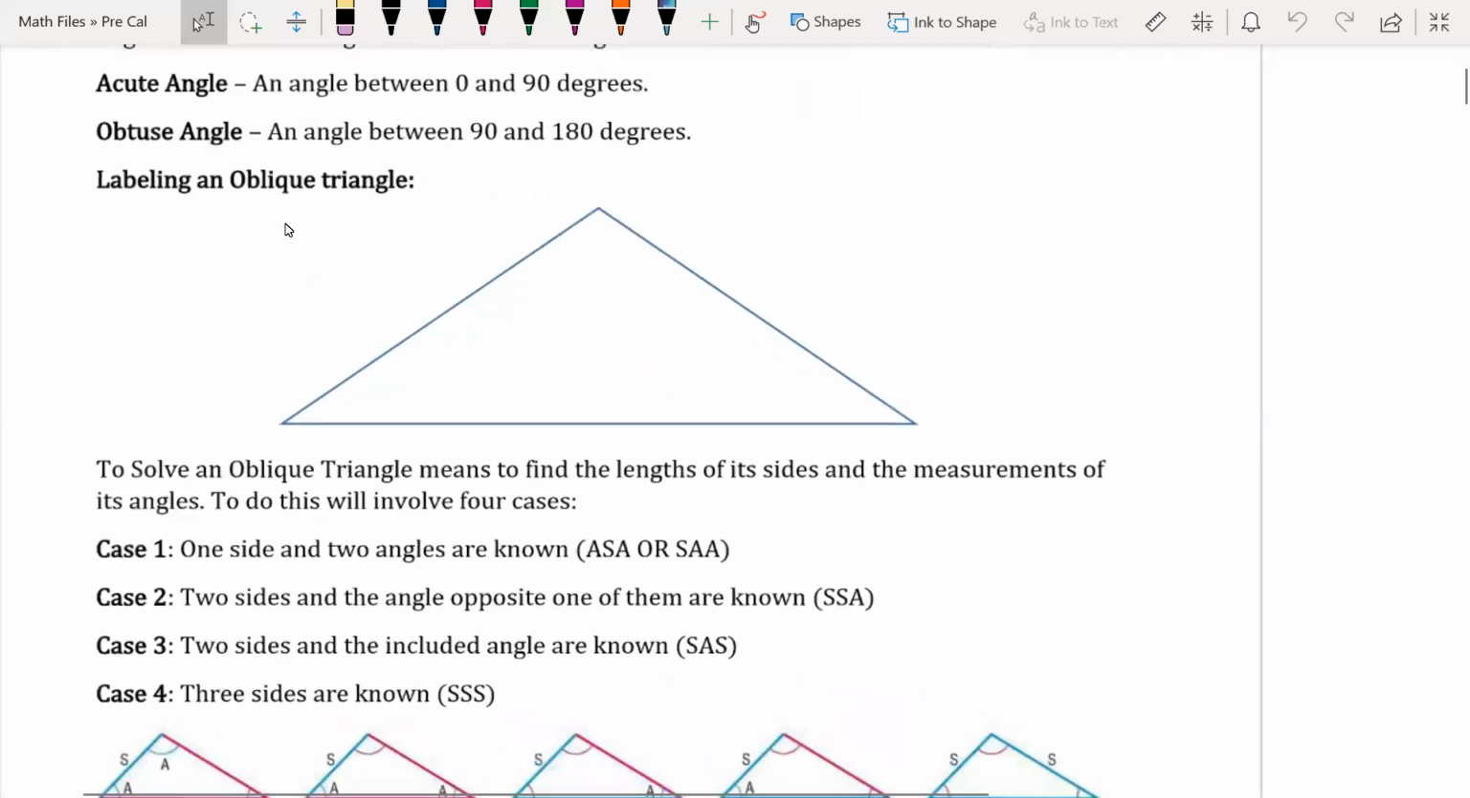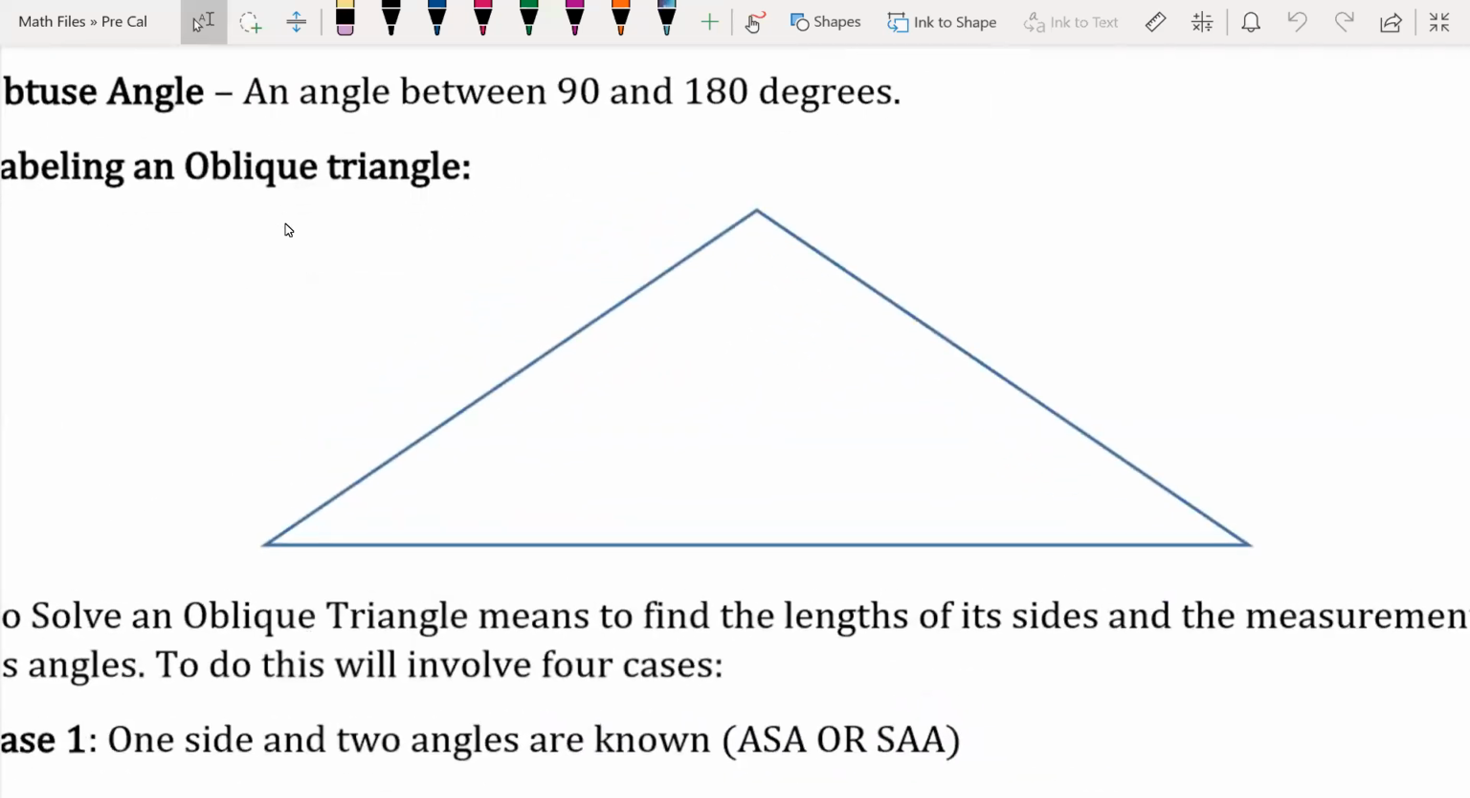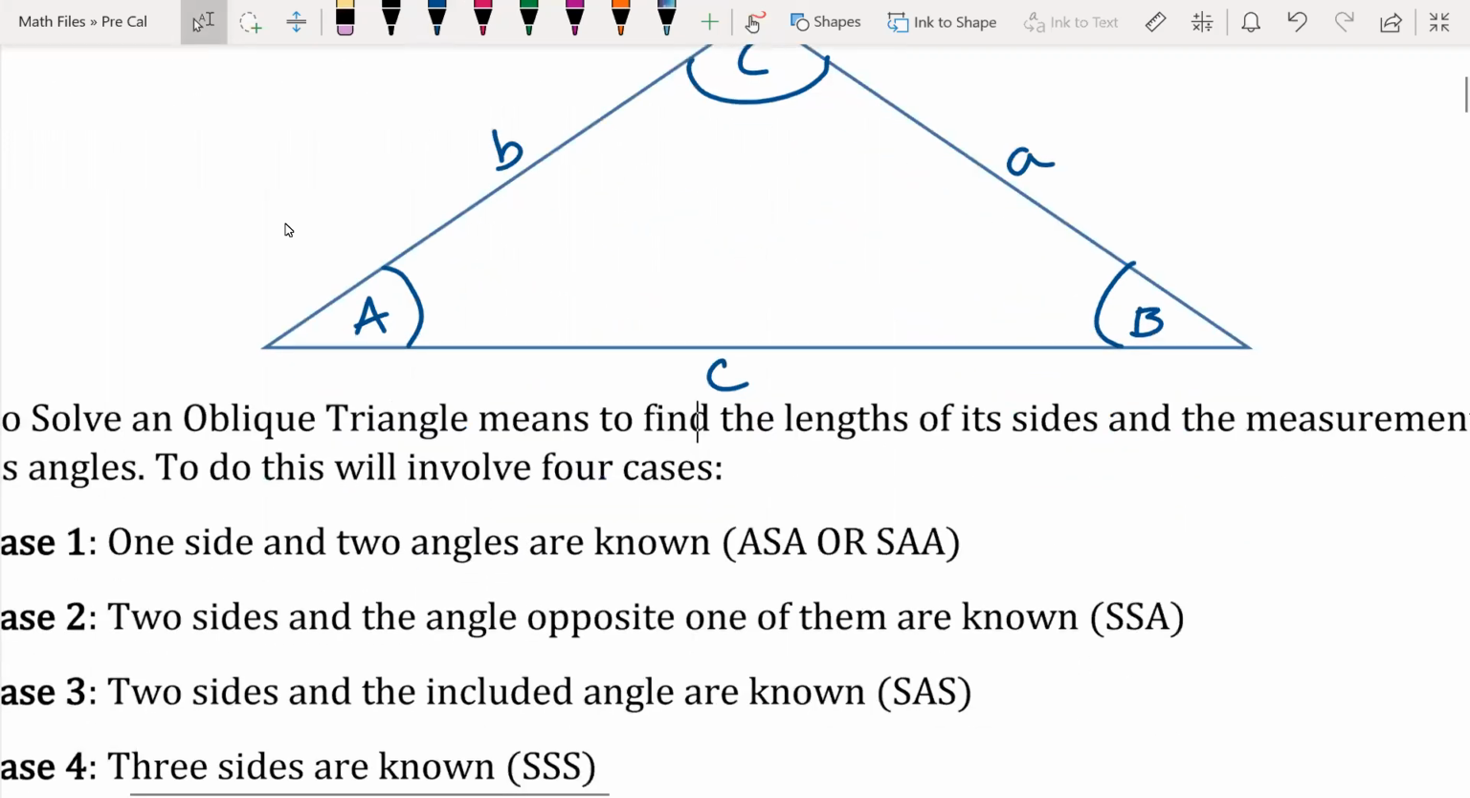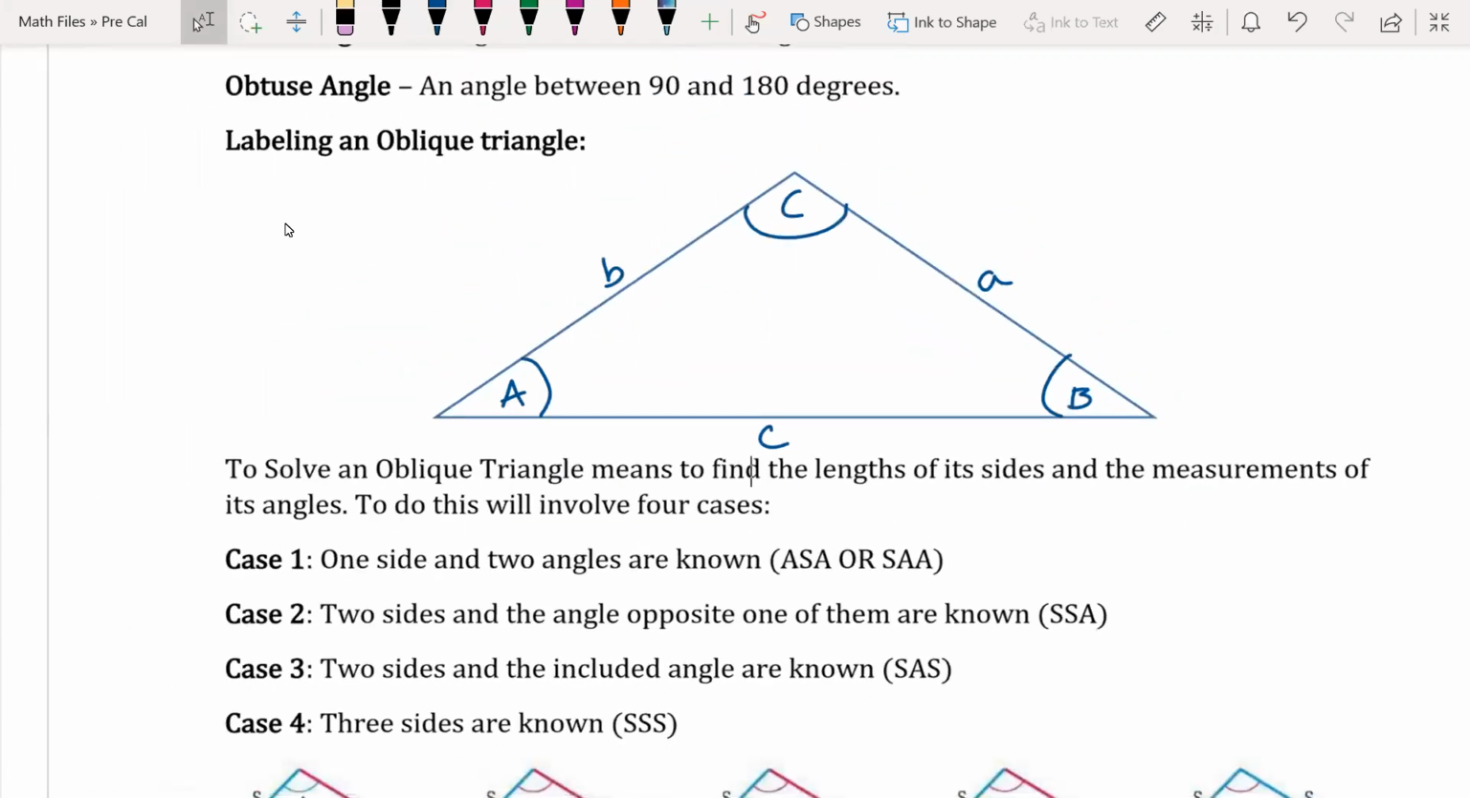Okay. So here we want to properly label an oblique triangle. The bottom left corner is always going to be A. So here is going to be angle A, and across from angle A is side A. And then next is angle B, which is in the right corner, and across from angle B is side B, and then of course angle C and side C. So this is how you properly label an oblique triangle.